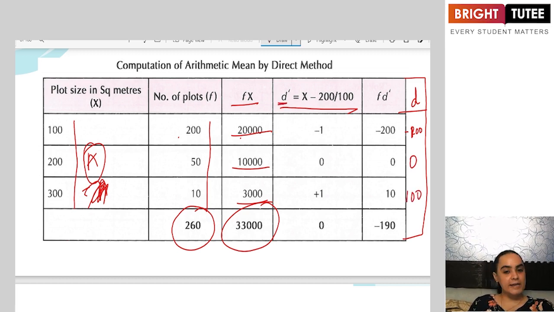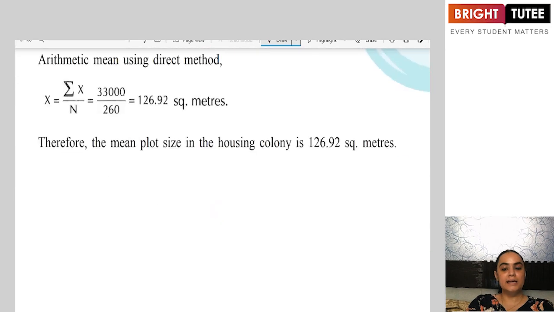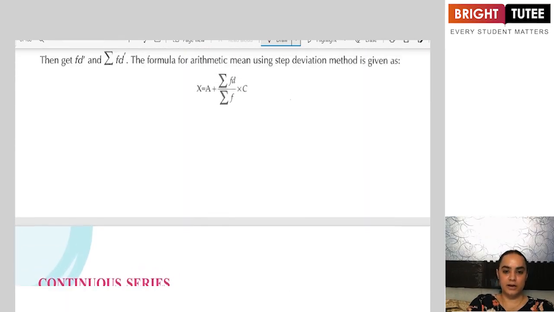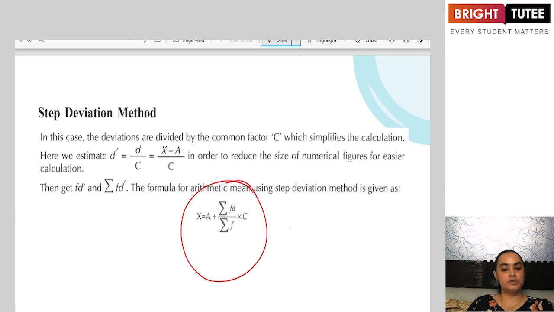Now calculating D dash, they divided it by 100 because that was the common factor that they took. They got minus 1, 0 and 1. Then they multiplied D dash with F. So 200 into minus 1 is minus 200, 50 into 0 is 0 and 10 into 1 is 10. The sum that they got was minus 190. They applied it in the formula and they got the answer. Okay, so this is the formula for calculating the mean using the step deviation method. So we know how to deal with an individual series, we know how to deal with a discrete series.